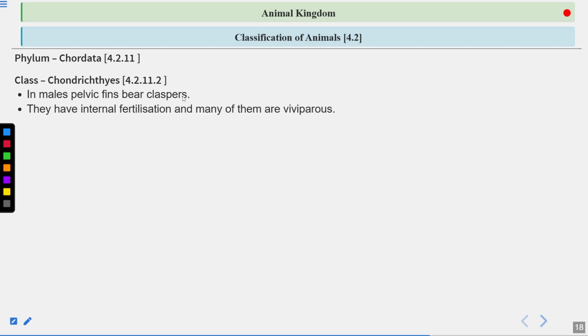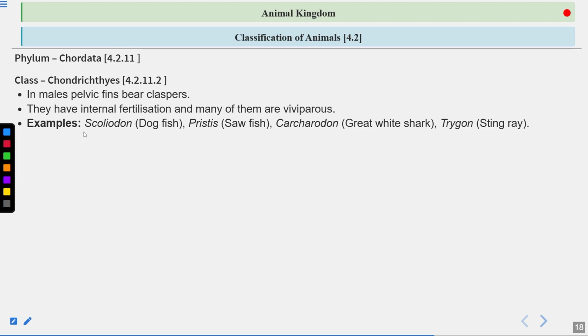They have internal fertilization, very, very important. With the help of claspers, they open the female genital pore and release the sperm inside that opening, right? So where is the fertilization taking place? Inside the female body. That is why it is called internal fertilization. And many of them are viviparous. It is not oviparous, viviparous. They give birth to the young ones.